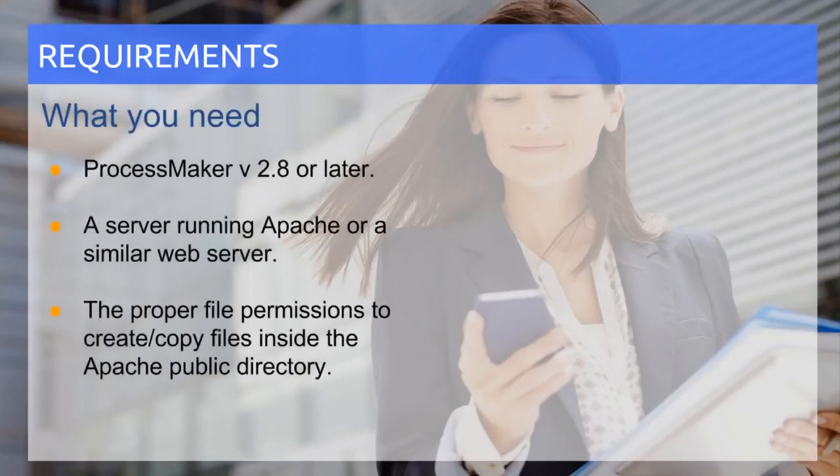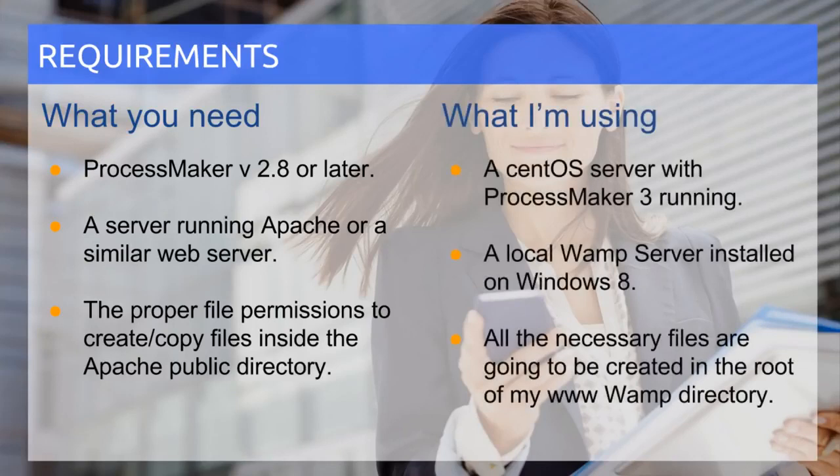What you need: ProcessMaker version 2.8 or later. A server running Apache or a similar web server. The proper file permissions to create or copy files inside the Apache public directory. What I am using: A CentOS server with ProcessMaker 3 running. A local WAMP server installed on Windows 8. And all the necessary files are going to be created in the root of my www WAMP directory.